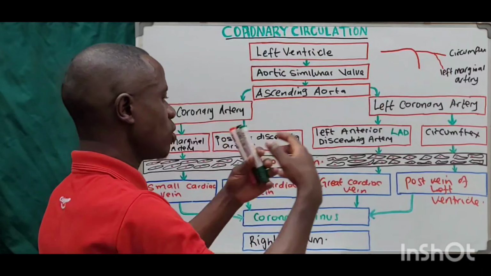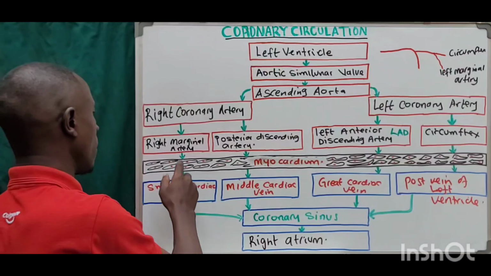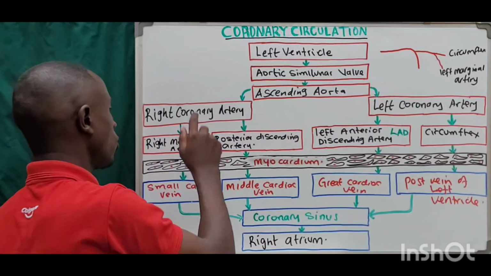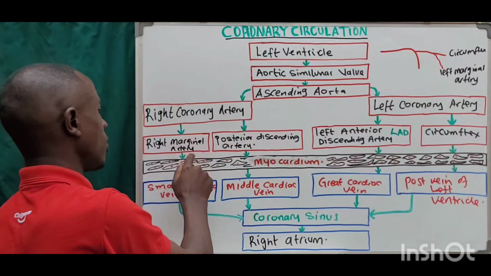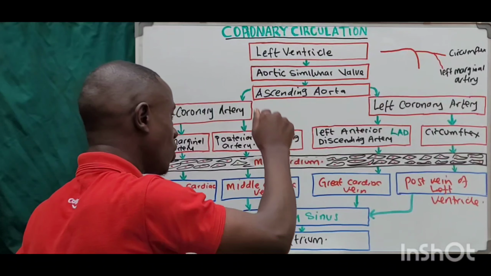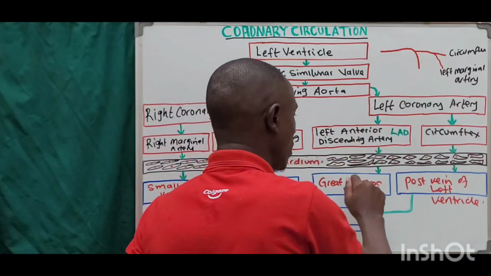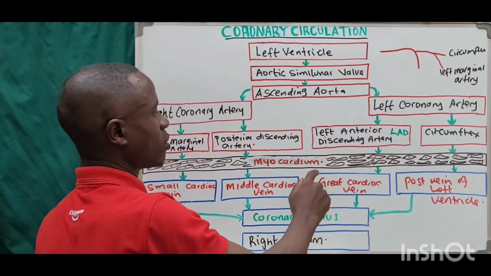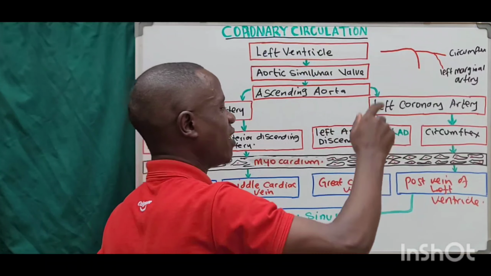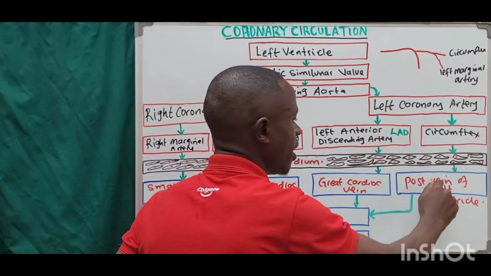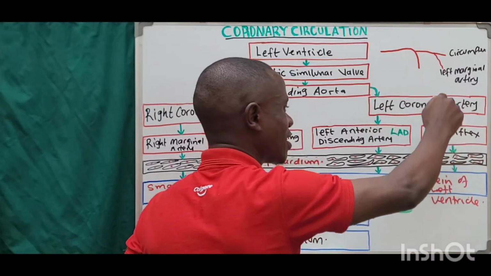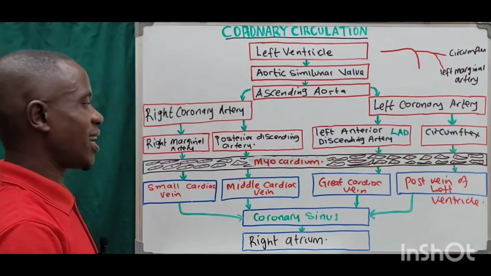What happens is that the used up blood is going to be drained by the small cardiac vein to those areas supplied by the right marginal artery, and then the middle cardiac vein to those areas supplied by the posterior descending artery, and then the great cardiac vein to those areas supplied by the left anterior descending artery, and also the posterior vein of the left ventricle to those areas supplied by the circumflex artery.